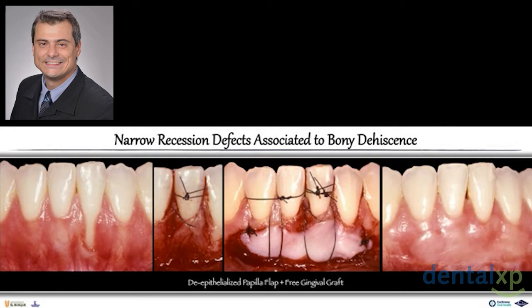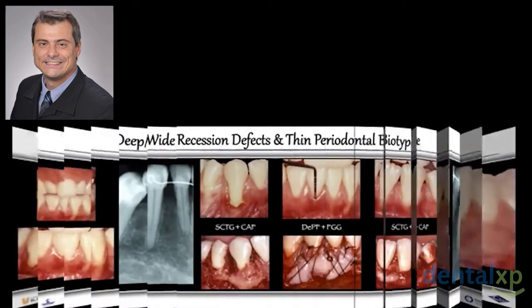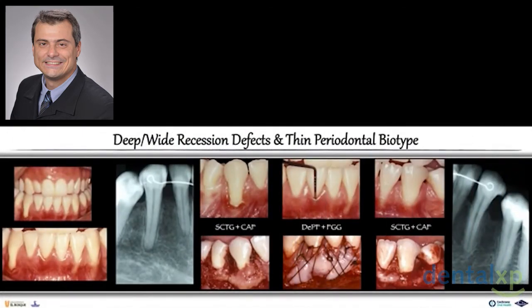On the other hand, within patients presenting deep wide recession defects and thin periodontal biotypes, different surgical procedures may be used not only to improve the keratinized tissue, but to cover as much as possible those exposed root surfaces, like in this case where we have 2 class 3 gingival recessions in an area of a thin periodontal biotype.